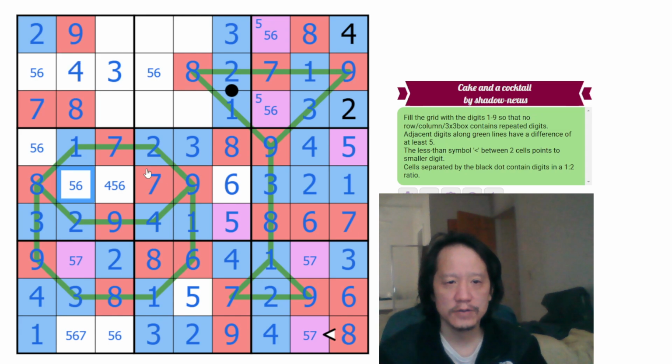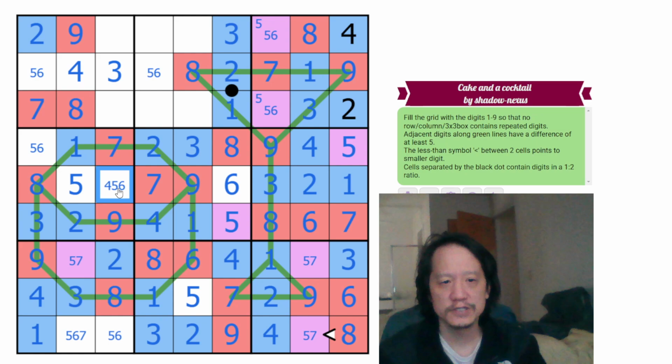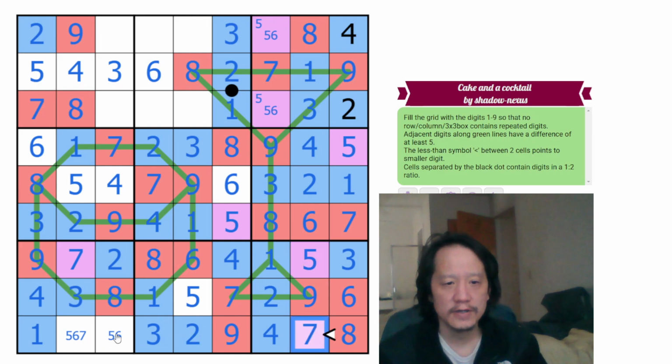So this can't be 4. This is 5 or 6. This can't be 6, so this is 5, which forces this to be 4, and this to be 6. This can't be 6 anymore. This is 5, so this is 6. This can't be 5 anymore, so this is 7, which forces that to be 5. That's a 7. This can't be 5 or 7, so this is 6, which makes that a 5.